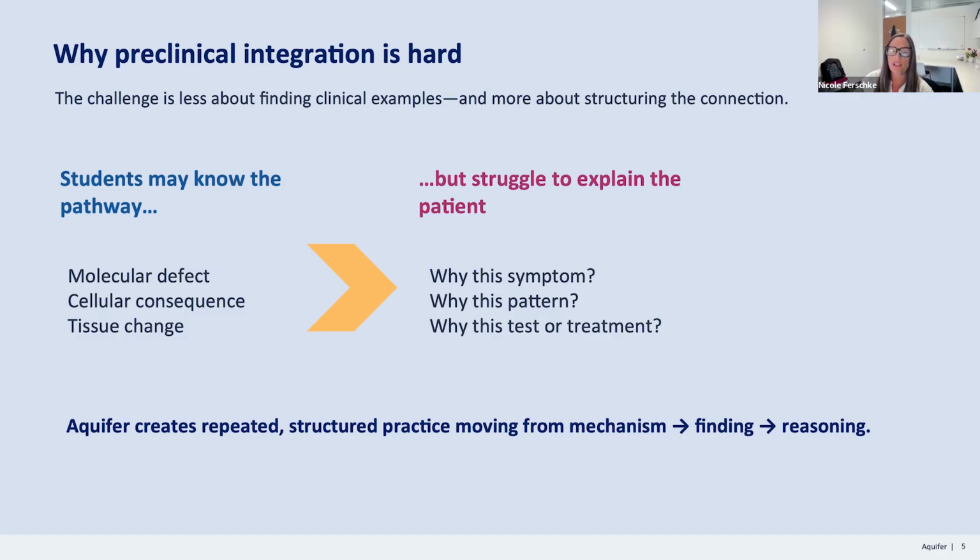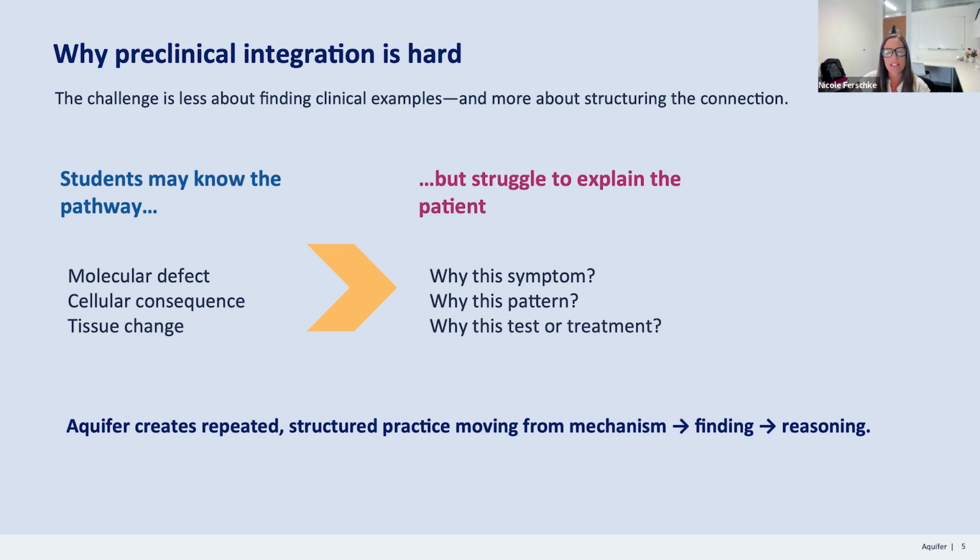So many learners can recall a pathway or list the steps in a disease process and still struggle to explain why a patient has a particular symptom, why findings cluster together, or why one test is more informative than another. The gap is often not content exposure, it's insufficient practice moving from mechanism to clinical consequence. Aquifer can help to provide that structure repeatedly.